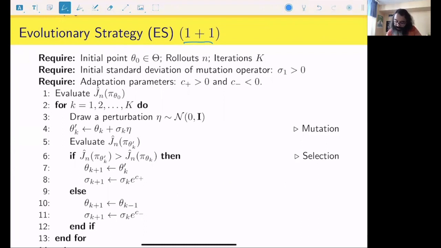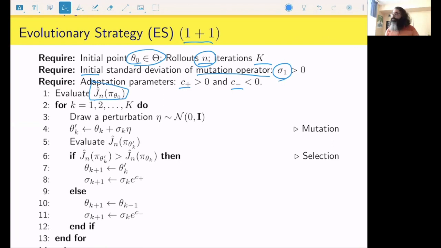So we get an initial point in the parameter space. I modify it for our RL problem. We have a number of rollouts, so that's the RL part, and a number of iterations. Then we have the initial standard deviation of the so-called mutation operator, sigma 1. And then we have the adaptation parameters, C plus and C minus. C plus is positive, C minus is negative. These are the parameters of the evolutionary strategy. So first we compute the performance of the first policy.